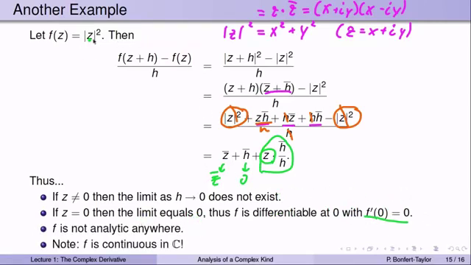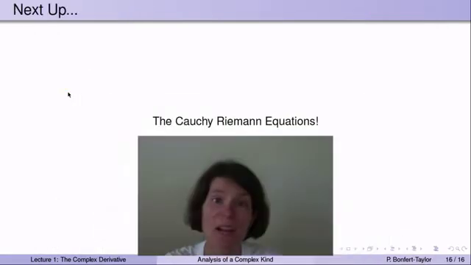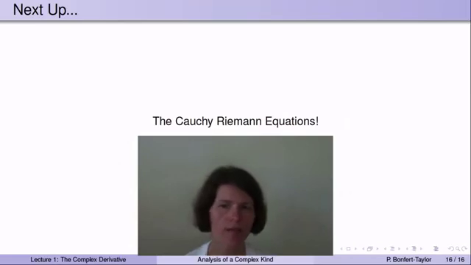Note, however, that this function is a perfectly continuous function. It's continuous everywhere in C. It's only differentiable at the origin. It's not analytic anywhere. Next up are the Cauchy-Riemann equations. Those are equations that relate the derivatives of u and v. If we write f as u plus iv, it relates the derivatives in the x and the y direction of u and v with each other. I'll explain that in the next lecture.